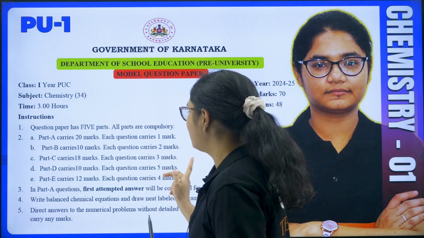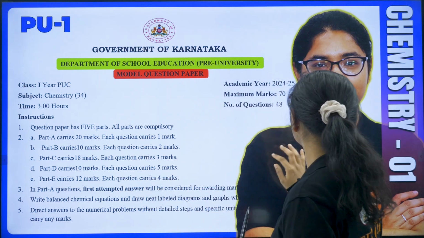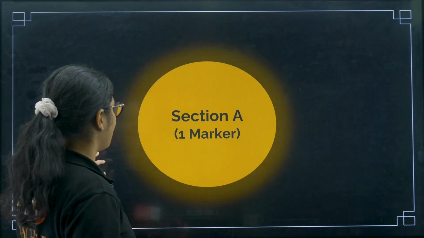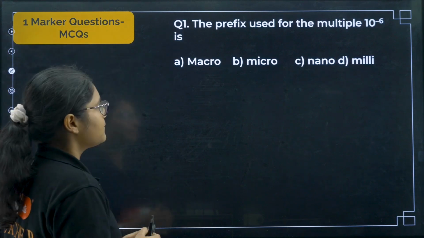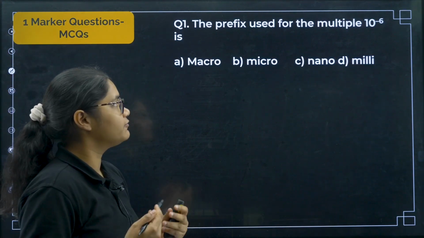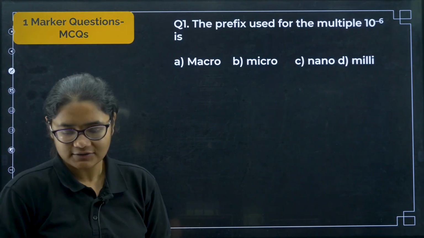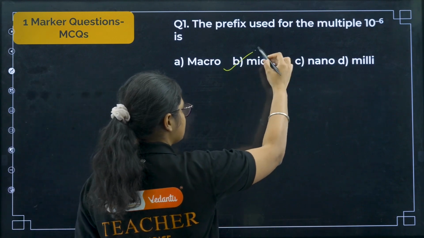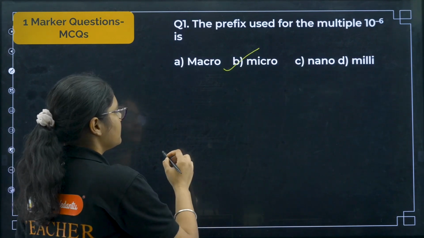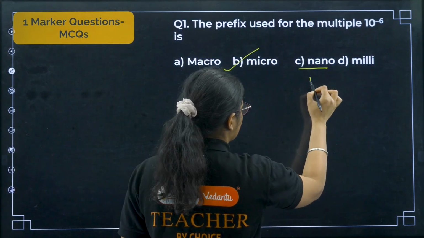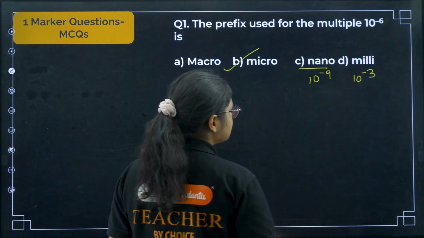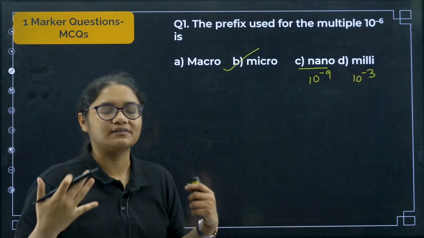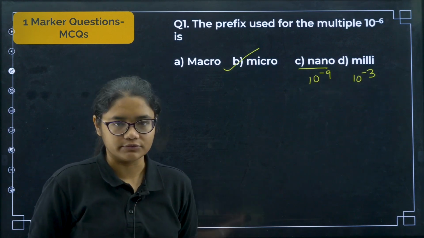Let us move forward now with the first question. So we have 1 marker questions. The first question here is: the prefix used for multiple of 10 to the power of minus 6. We know that for 10 to the power of minus 6 we use micro. For nano it is 10 to the power of minus 9, and for milli it is 10 to the power of minus 3. Macro, in general, we say for very big molecules.